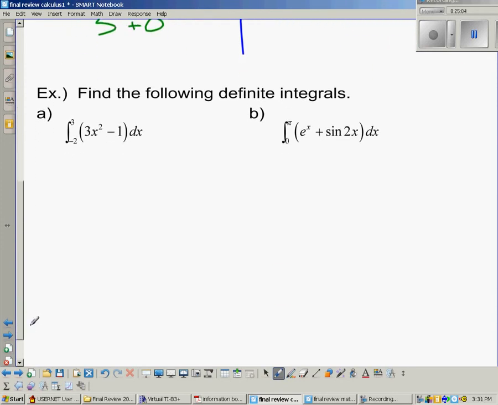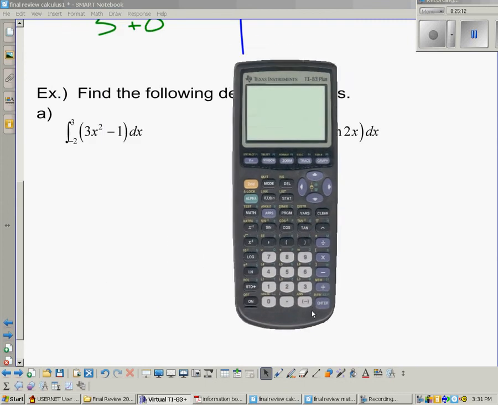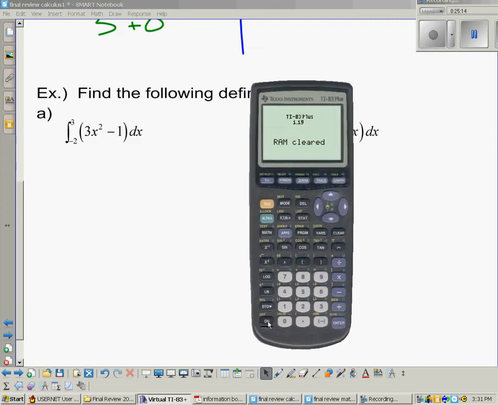Find the following definite integrals. Definite integrals, your GDC does. So let's start off with just looking at this first one with your GDC. If I saw this on paper 2, here's what I'd do: y equals 3x squared minus 1. Graph it. Oh, I'm not surprised, that's a parabola.